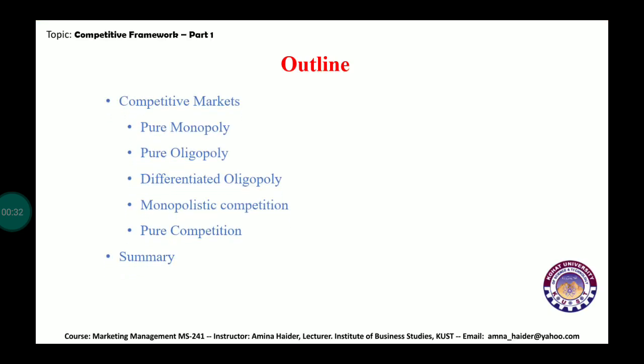These are the topics that we are going to cover in our today's session. We will learn about competitive markets. We would learn about different market structures that include pure monopoly, pure oligopoly, differentiated oligopoly, monopolistic competition, and pure competition. And then in the end, we are going to summarize all the discussion of today's topic.